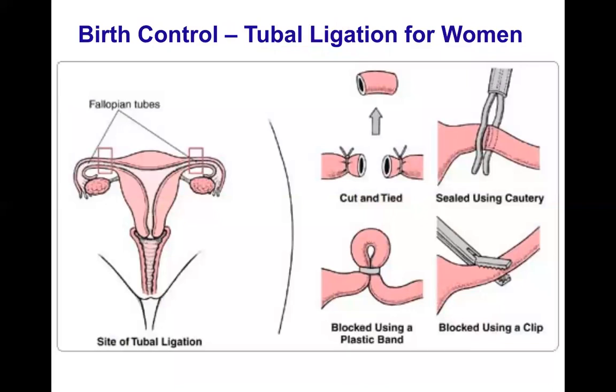Now, similarly, this could be done for the female counterpart, in which case you'll be tying the fallopian tubes. Again, there are two, one to the left, one to the right, each one reaching in the direction of the ovary. This is where the mature ovum would be sitting and waiting for the sperm to come in. Sorry, I misspoke earlier.